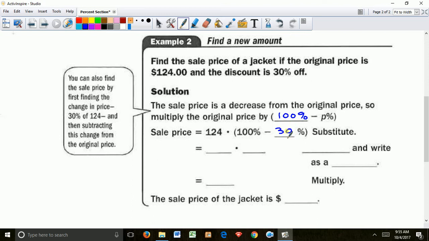We can now subtract and write as a decimal. So now we get 124 times the quantity of 100% minus 30%, which is 70%, and 70% as a decimal is 0.70. If you simplify that, you do get 86.8. So the sale price of the jacket is $86.80.